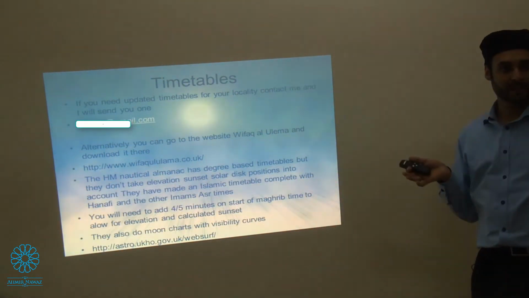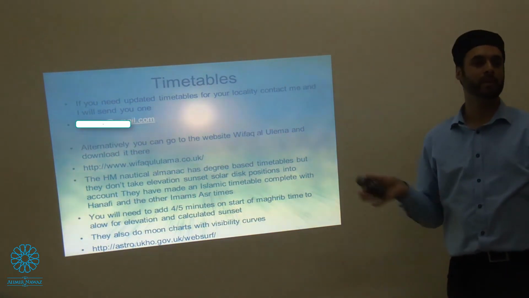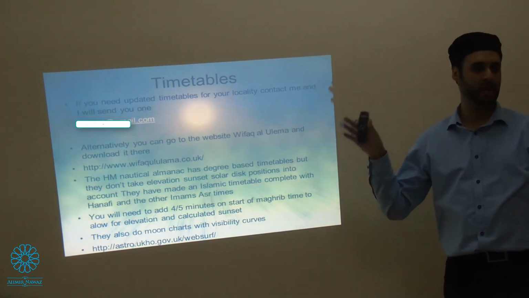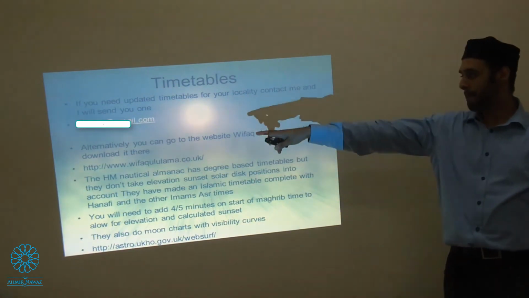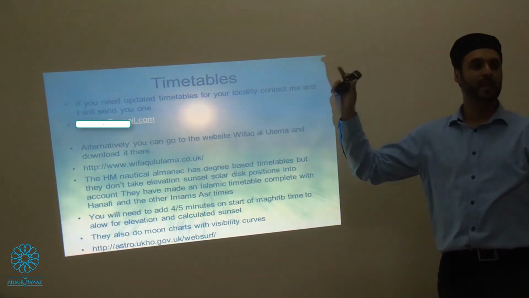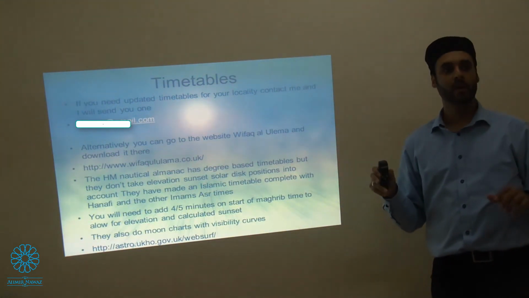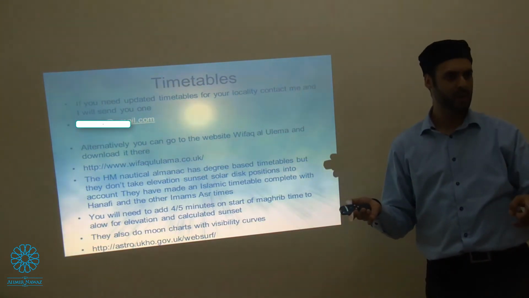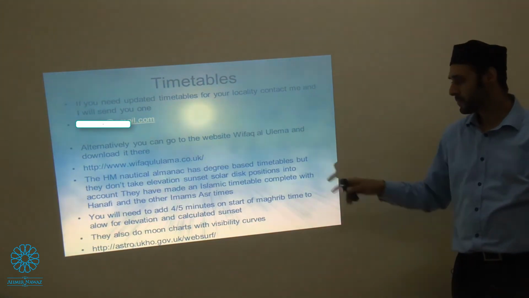If you need updated timetables, you can contact me, not because I'm a great person or anything, only because I'm familiar with the science of astronomy and I've got access to resources and timetables. If not, you can go to the website of Wifaq al-Ulama. This is their address. They do yearly updated timetables for location as well. So if you're living in Birmingham, they'll give you Birmingham timetable. If you're living in Nottingham, it's close. But again, you're going to get minute variations.